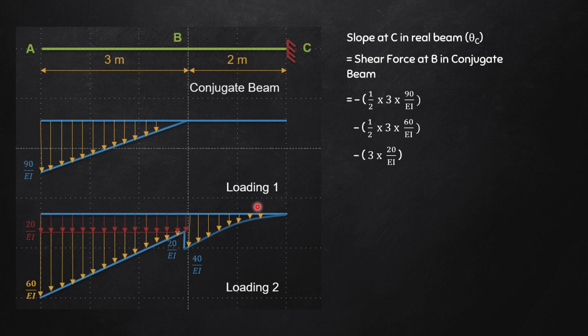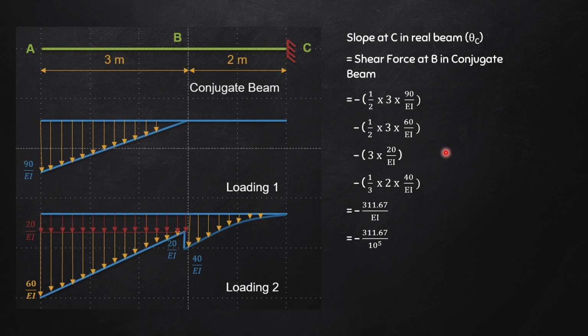Now, something new. Because we are here at C, I'll have to consider this load also. Now, what is the intensity of this load? This is a parabolic load. This is nothing but minus 1/3 into base into height. Base is 2 and height is 40. Okay, so minus 1/3 into 2 into 40 divided by EI. If I calculate this, this is coming as minus 311.67 divided by EI.